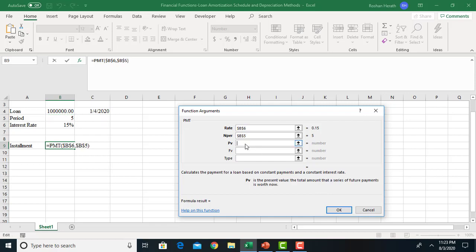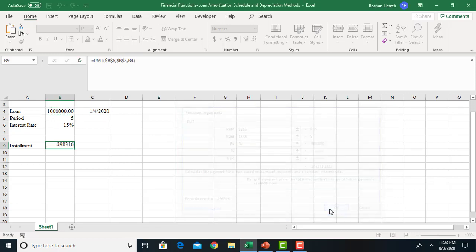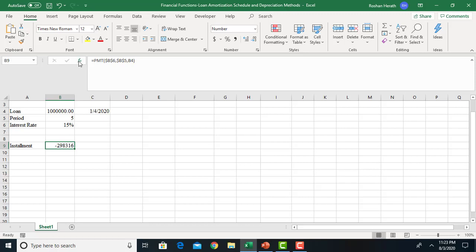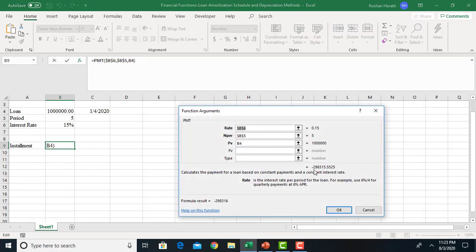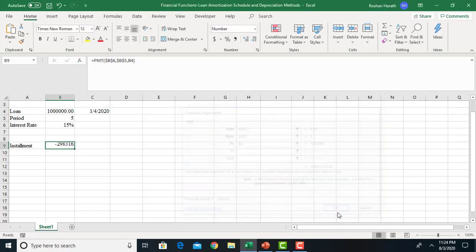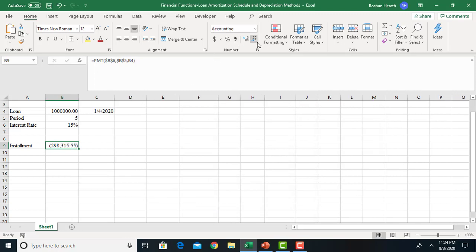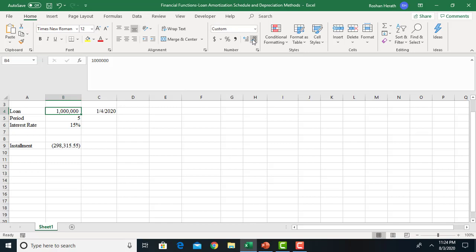Then the present value, or the loan that you have obtained, is going to be 1 million. So if that is the case, you can see the loan installment comes as 298,315.55. We haven't taken the future value and the type option. We have just taken the rate, number of payments and present value. This should be the loan installment.